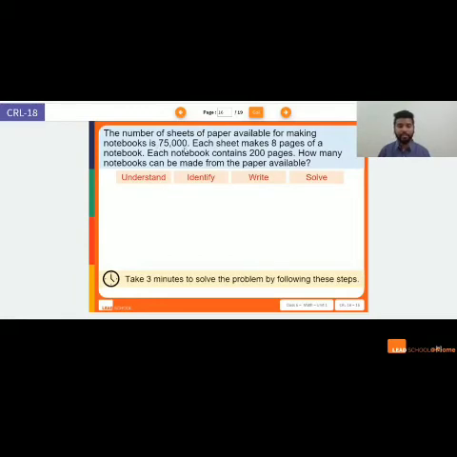Underline the word 75,000. Whenever you find big word problems, underline the keywords and numbers so that you know what are the main information that you need to look at. And you can neglect the other words.